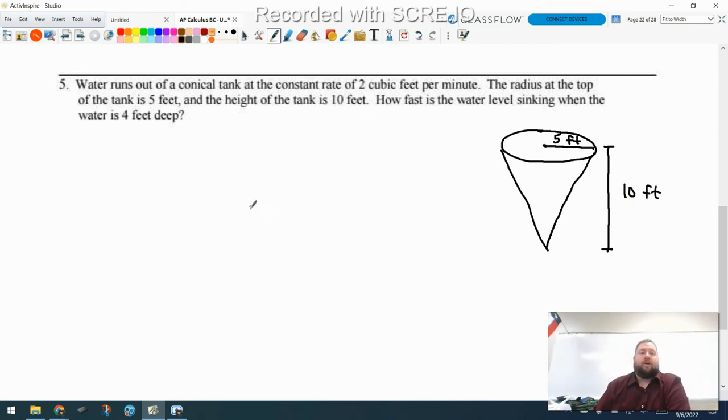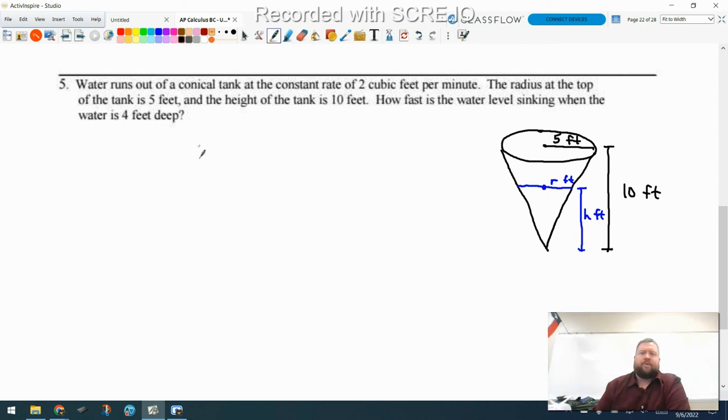All right, how fast is the water level sinking when the water is 4 feet deep? So we have some water in here like this. Okay, and this is the part that does change. The water has a radius in feet, and the water has a height in feet. All right, and so the water level, it's draining out. Water's running out of a conical tank here at the bottom, and it's going down. And so as it goes down, the radius gets smaller, the height gets smaller.